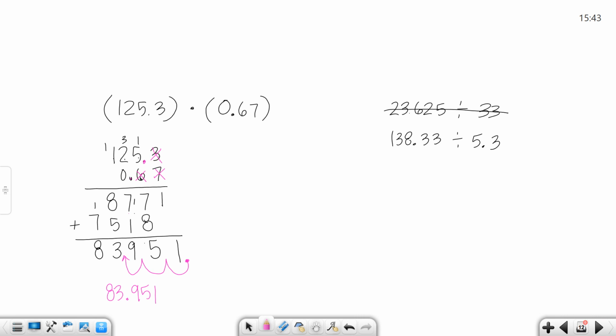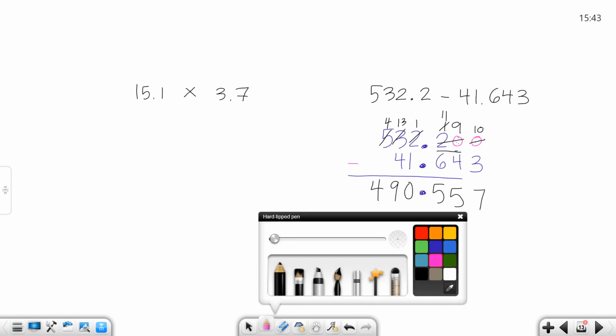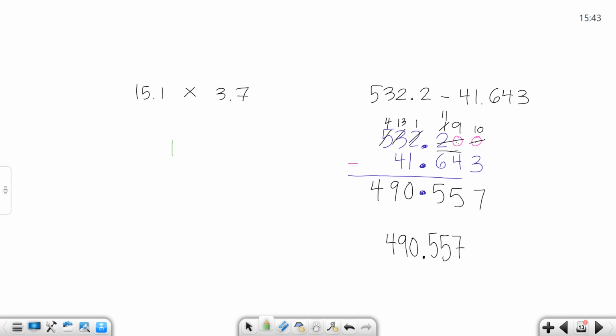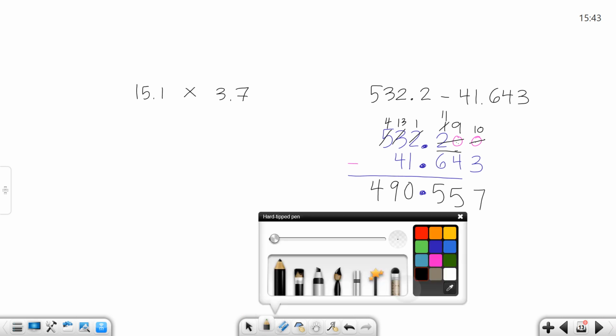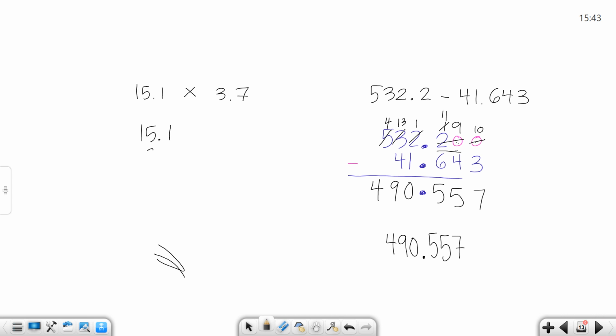Okay, so there's another one of those to try over here. So let's try this one. The numbers aren't quite as big. We'll get it where it's not green in just a second. 15.1 times 3.7. Now it just so happens that the decimals lined up here, but that wasn't intentional. You just put the one with the most digits on the top.